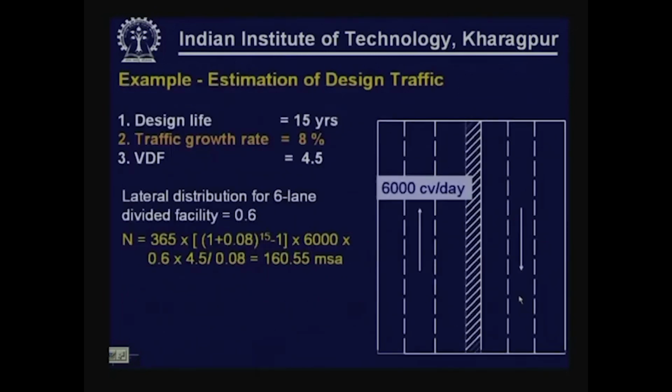For example, if you take a design life of 15 years and a traffic growth rate of 8%, VDF of 4.5, and if it is a 6 lane road, divided facility, as we have seen in the earlier case, we are using a distribution factor of 0.6. So, we can work out the number of equivalent standard axle load repetitions as 160.55. In this case, we have also used a vehicle damage factor of 4.5.